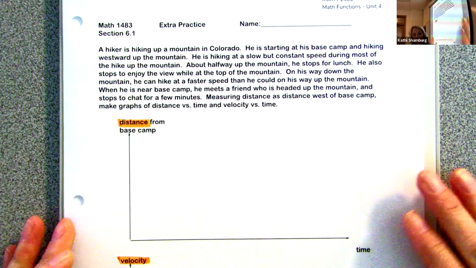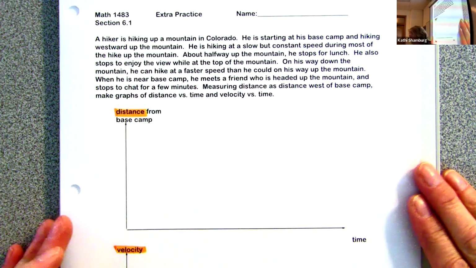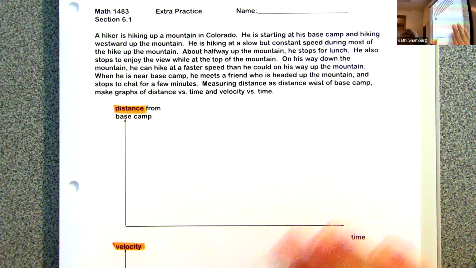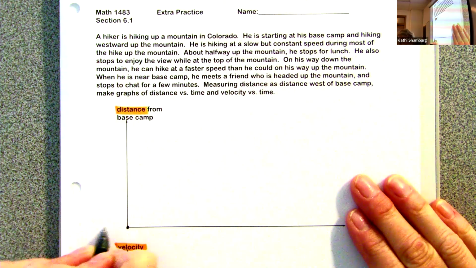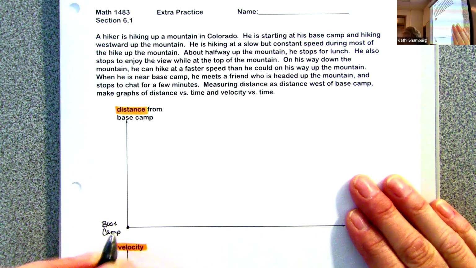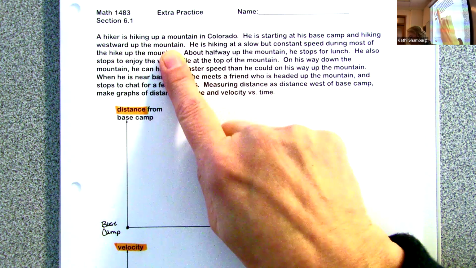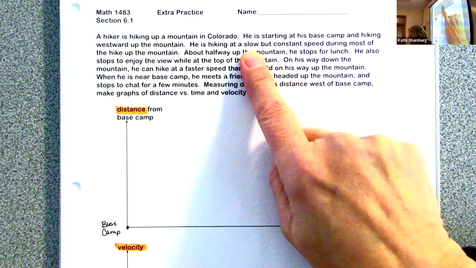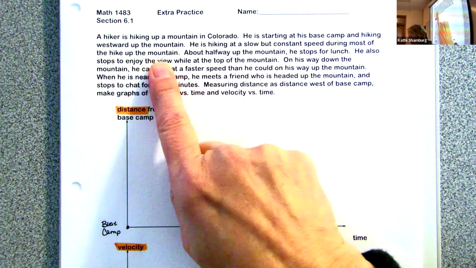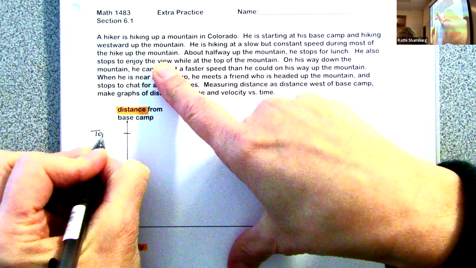All right, so now we're gonna hike. A hiker is hiking up a mountain in Colorado. He is starting at his base camp, that's where he starts. So this is base camp, and he's hiking westward up the mountain. He is hiking at a slow but constant speed during most of the hike up the mountain. All right, so here's the top of the mountain, I'm gonna say.